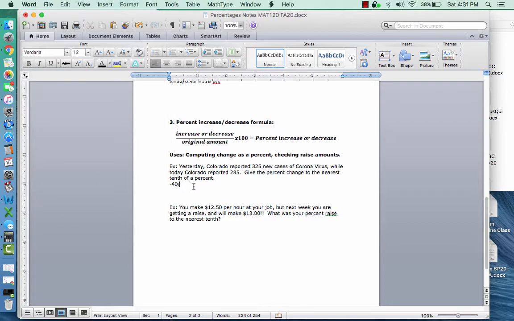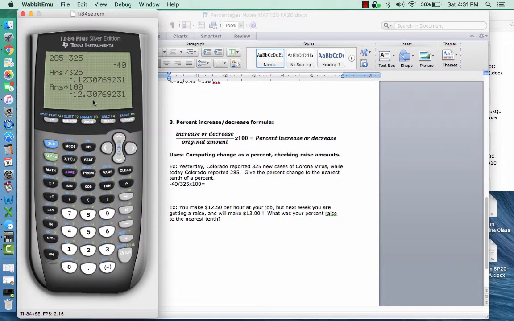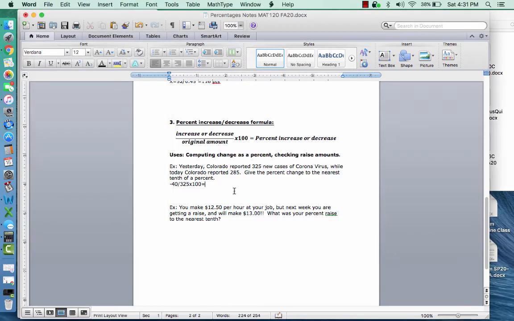And it says give the percent change to the nearest tenth of a percent. So this is the answer as a percent. To the nearest tenth, I look at the decimal to the right of it. It's a 0, so I'm going to keep this as a 3. You can either write negative 12.3%, or you could give it as a 12.3% decrease. Either one, negative or 12.3% decrease.